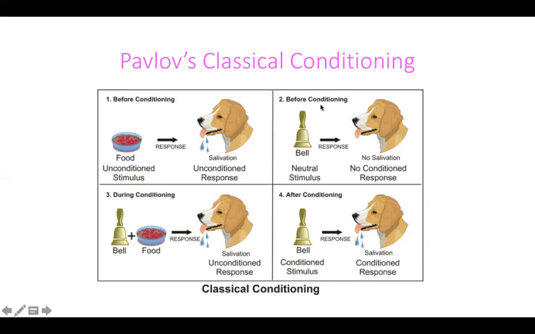Oh, I'm sorry. And then also, before conditioning, he would ring a bell, and then there would be no response. So the bell is a neutral stimulus, and the dogs would not salivate at the sound of the bell because no conditioning has taken place. So the bell really has no meaning, and that's why the bell is called a neutral stimulus.